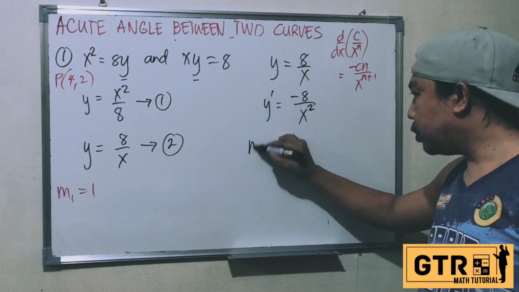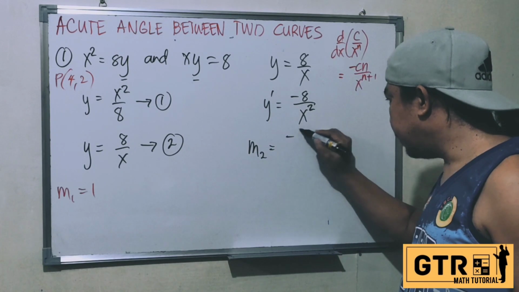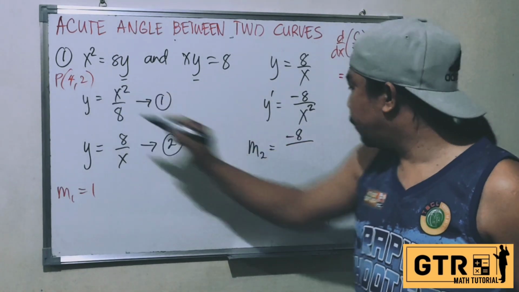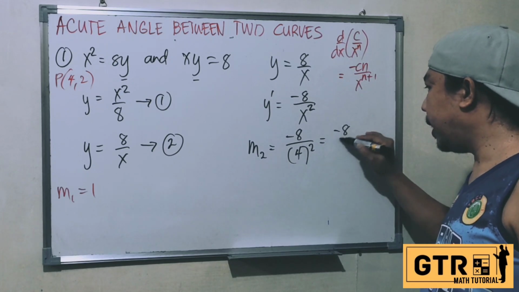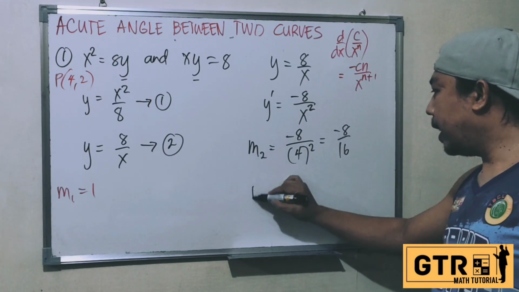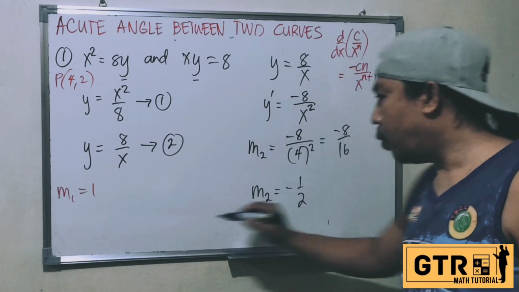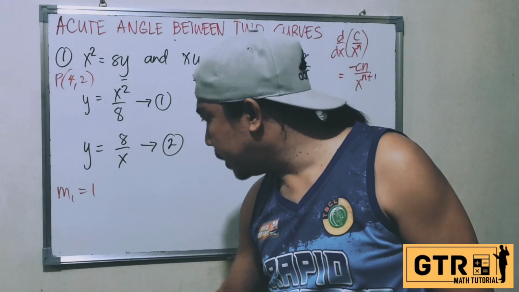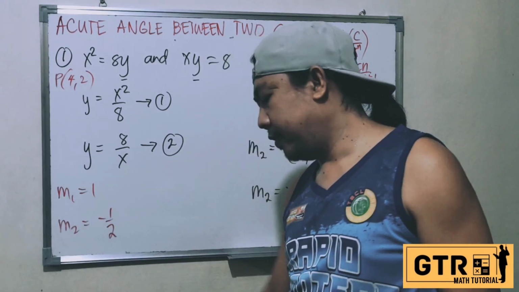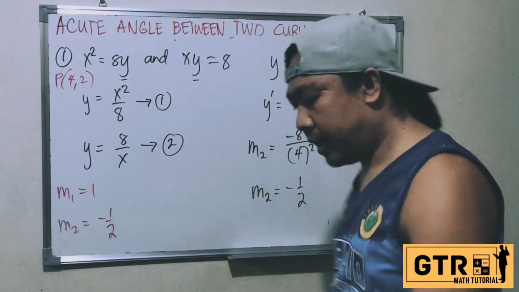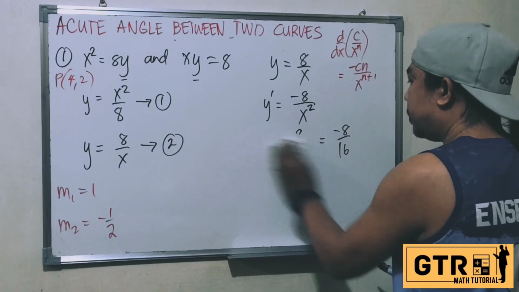So for m sub 2, just substitute the value of x since we don't have y. We have negative 8 over 4 squared, which is 16. Therefore, m sub 2 is equal to negative 8 over 16, which is negative 1 half. So m sub 2 is negative 1 half. Now, we can substitute to the formula.